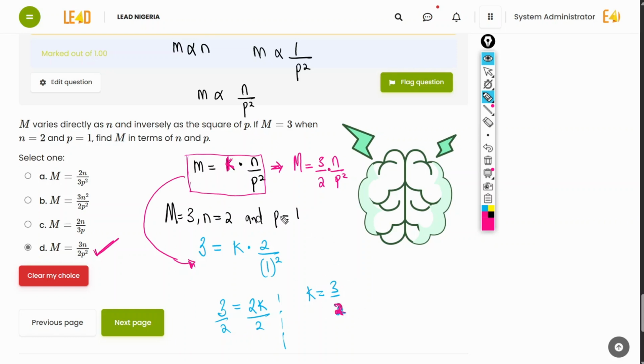So now that I have k as 3 over 2, my job is to come and rewrite the relationship. Same thing here, just that now instead of having k, we have 3 over 2, and that's the correct answer. So this here is my standard relationship that I could use to solve for any variable, any scenario. All right, so that's for question 50, I believe. Let's take on 51.